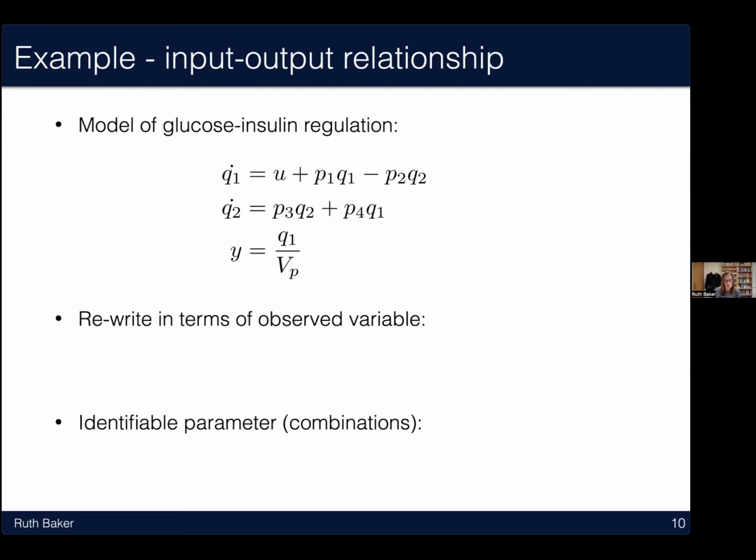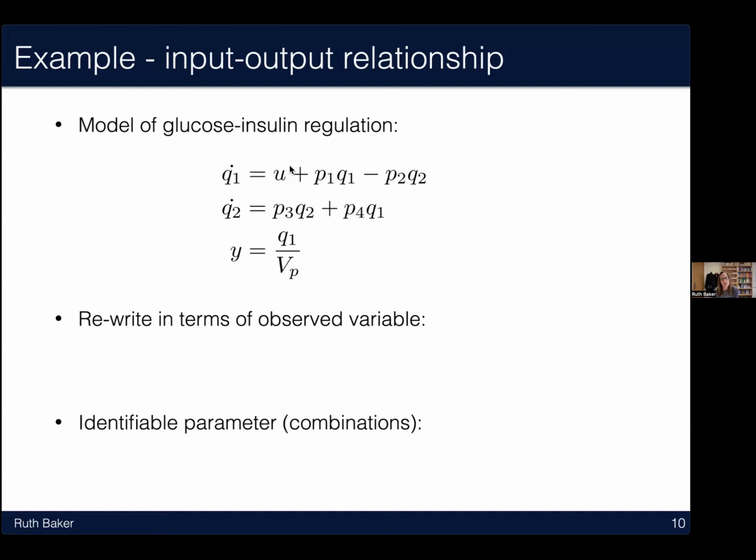To do that, though, it's quite useful to showcase how at least one approach to structural identifiability proceeds for ODE models. I'm not particularly interested in the model in this context, but what I've just written down here is a very, very simple model that people have used to describe glucose insulin regulation. We've got two state variables, Q1 and Q2.